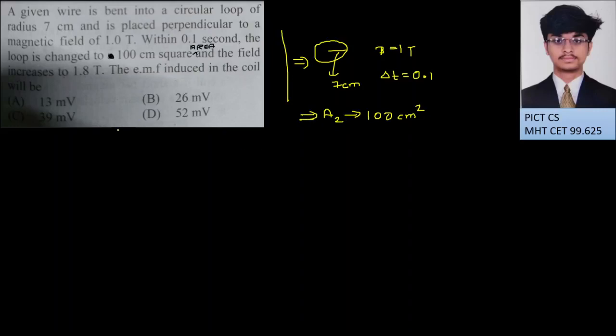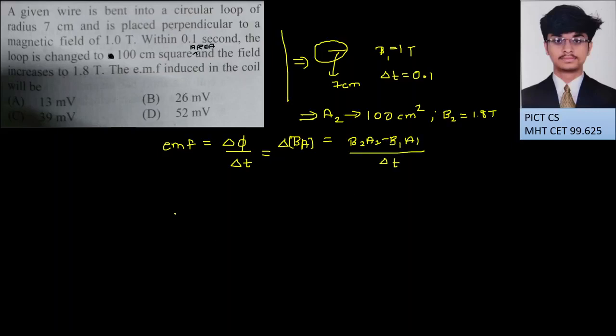Alright, so what's asked, and here the field is B2. We call this B1, and B2 is 1.8 Tesla, right? So EMF induced is asked. So EMF induced is what? Delta phi by delta T, right? And phi is BA, but it's delta BA. Therefore we can write it as B2A2 minus B1A1 upon delta T.